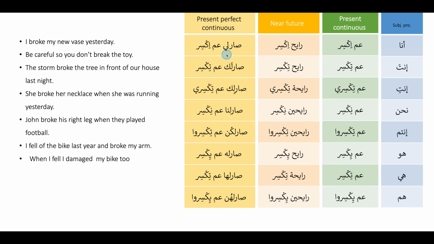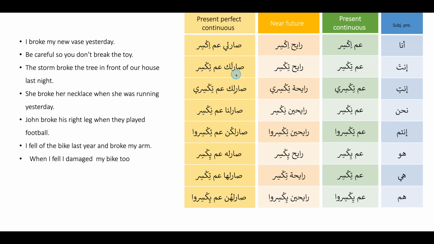Looking at the present perfect continuous, here we've got this verb, which is a combination of the verb to become and for, the preposition for. So, sar il, have been for, and then at the end of il, we've got these object pronouns, or as well, similarly, what we call possessive pronouns.